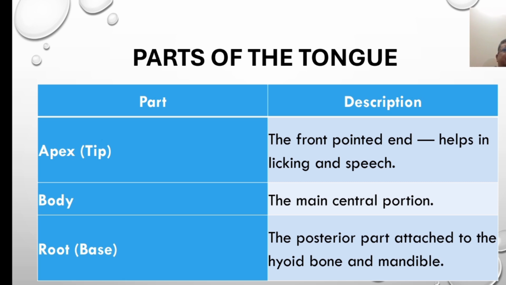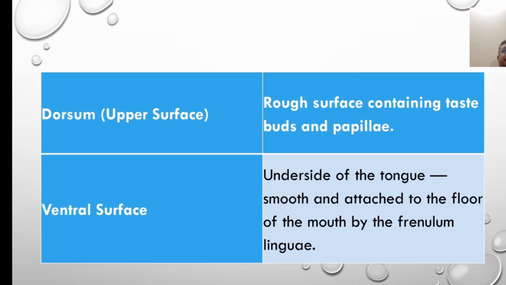Body, the main central portion. Root, the posterior part attached to the hyoid bone and mandible. Dorsum. Dorsum is upper surface, rough surface containing taste buds and papillae. Ventral surface, that is underside of tongue, smooth and attached to the floor of the mouth by frenulum linguae.